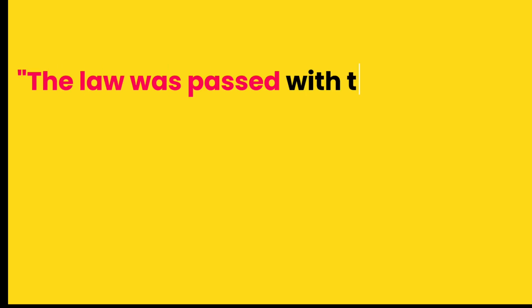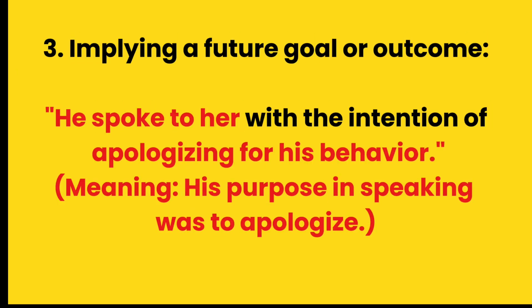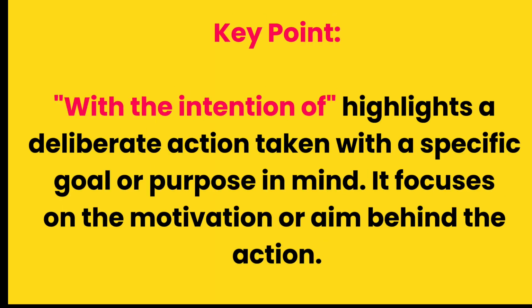The law was passed with the intention of protecting endangered species. Meaning, the goal of the law is to safeguard endangered species. 3. Implying a future goal or outcome. He spoke to her with the intention of apologizing for his behavior. Meaning, his purpose in speaking was to apologize. Key point: with the intention of highlights a deliberate action taken with a specific goal or purpose in mind. It focuses on the motivation or aim behind the action.